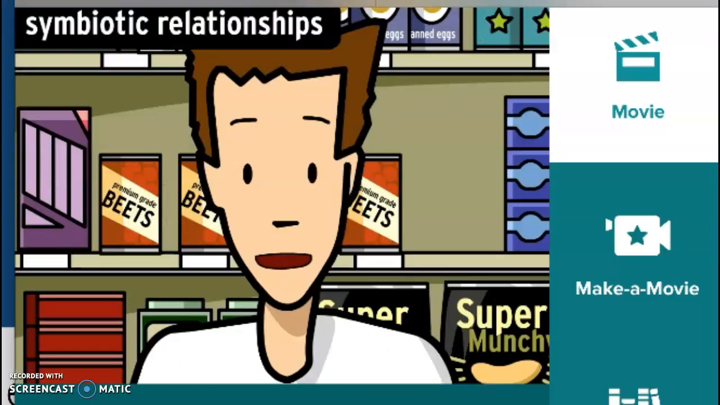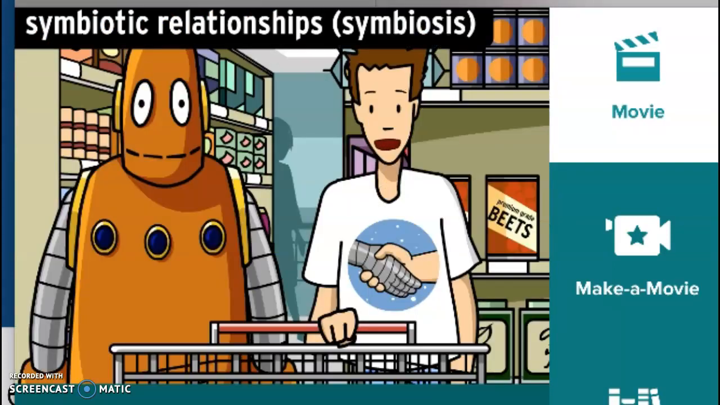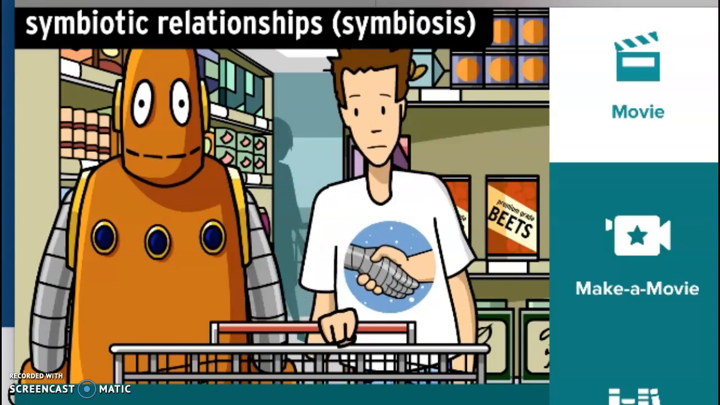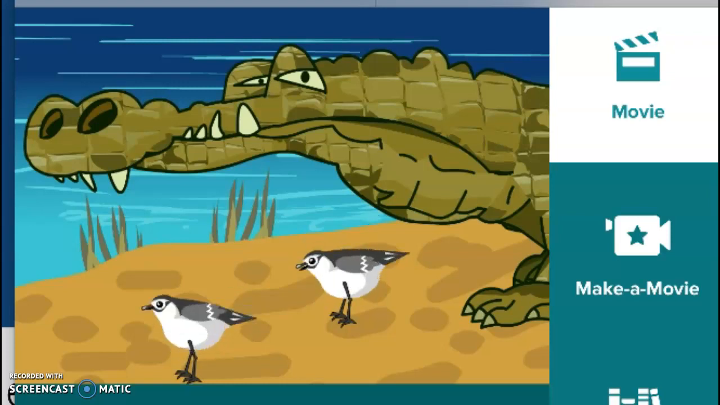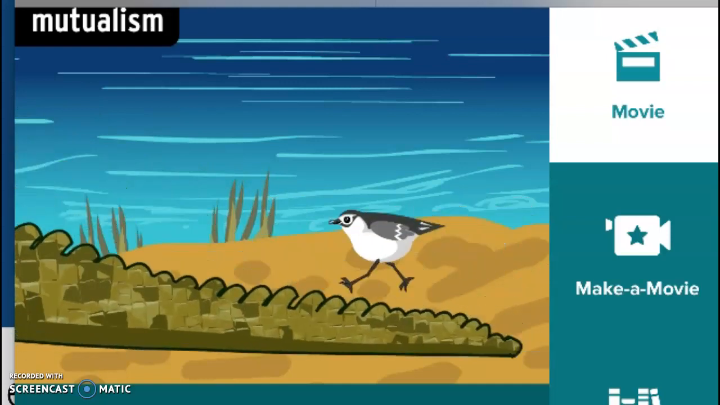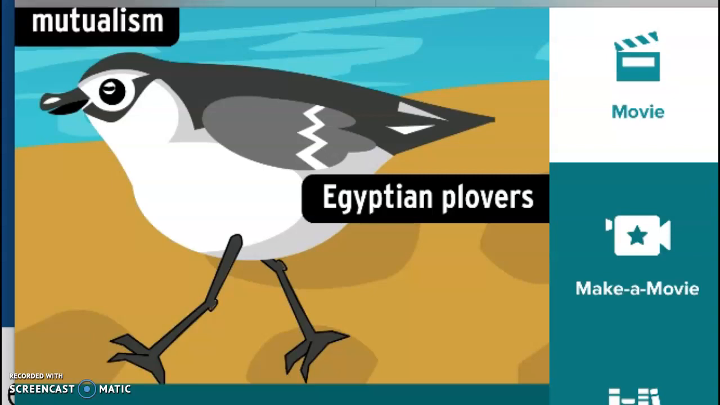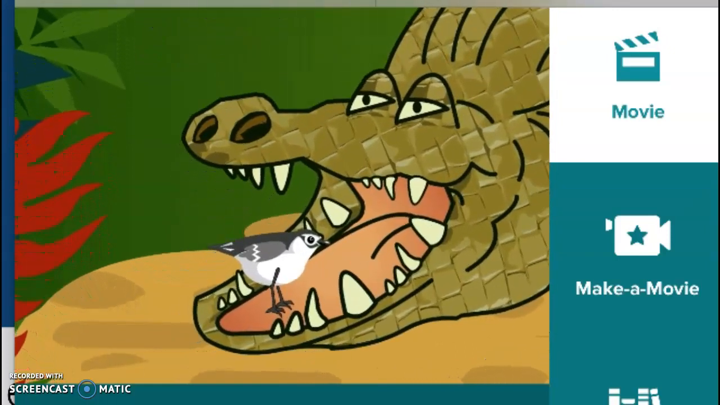That's one of my favorite symbiotic relationships. A symbiotic relationship, or symbiosis, occurs when two species live in close contact with one another. There are three main categories of symbiosis, distinguished by whether the relationship is harmful or helpful to one or both of the species. Mutualism is a symbiotic relationship that benefits both species. Those crocodile birds, Egyptian plovers, are an example of mutualism. According to legend, they hang out in crocodiles' mouths to pick food from their teeth.